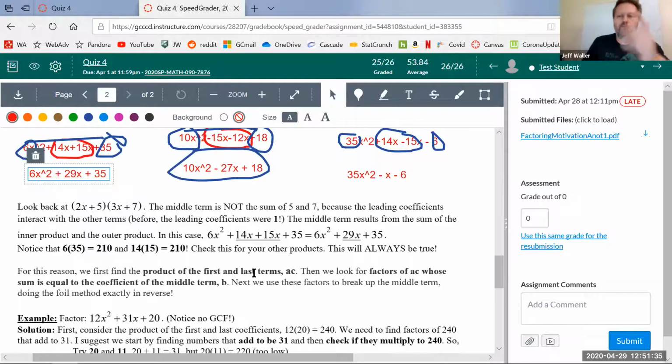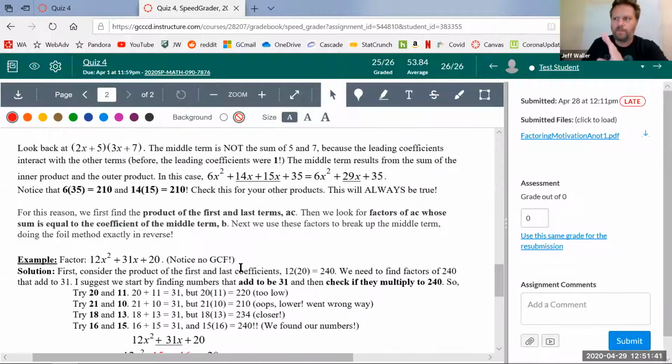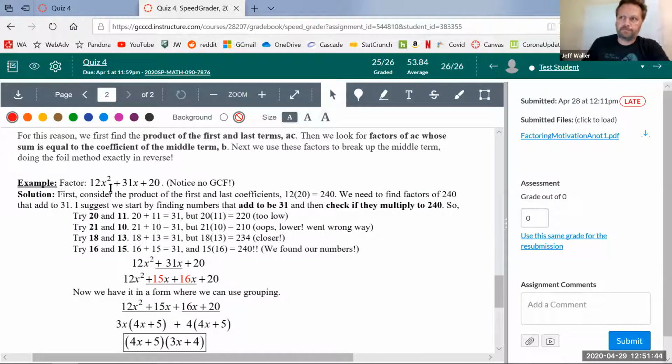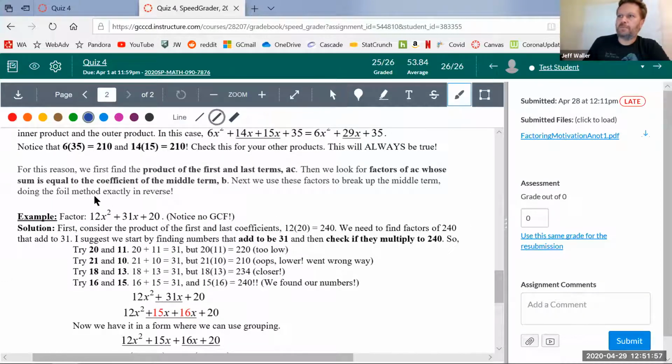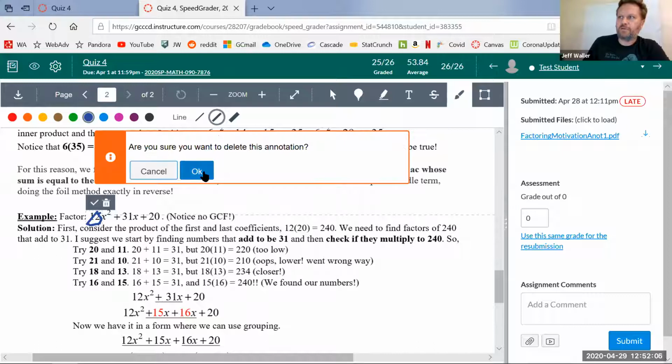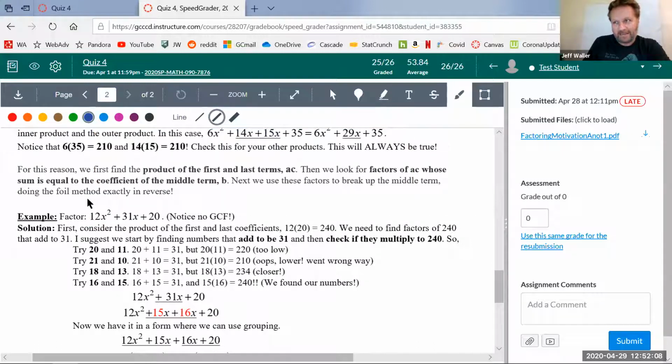You can always reference this handout and read through it if you want to remind yourself about the idea. Look at this example: 12x squared plus 31x plus 20. The idea now is when the first number is not a 1, I multiply the first number, 12, times 20.